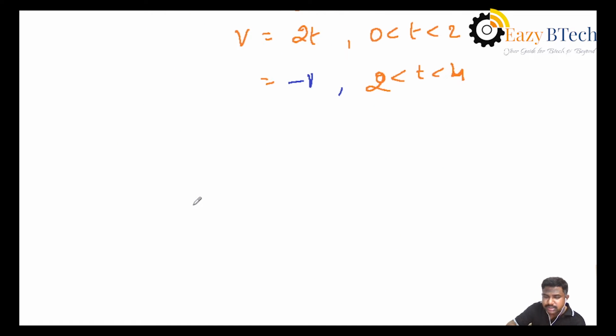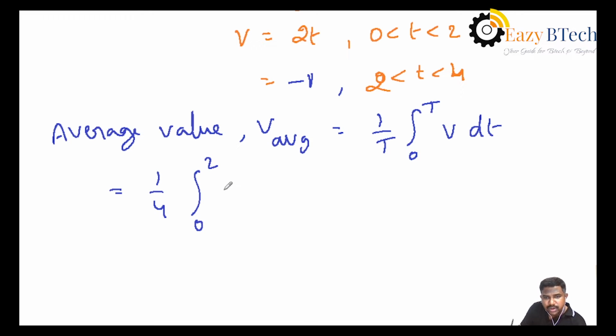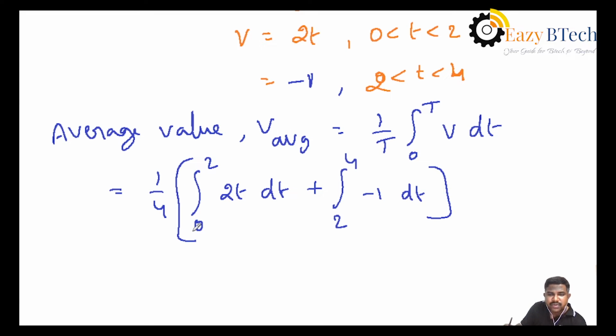After finding equations, you can find the average value. That is V average. What is the formula here? 1 by T, 0 to T, V of t dt. And the waveform having two definitions, 1 by 4, T is 4. From 0 to 2, what is the value here? 2t dt, plus again from 2 to 4, what is the value here? Minus 1 into dt. This is the function definition.